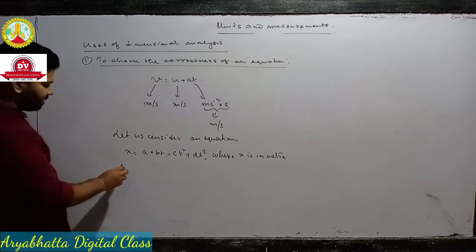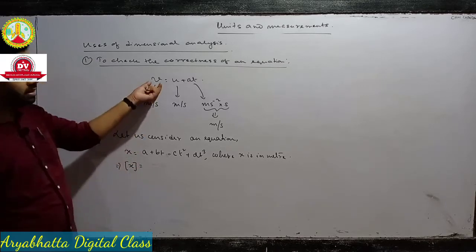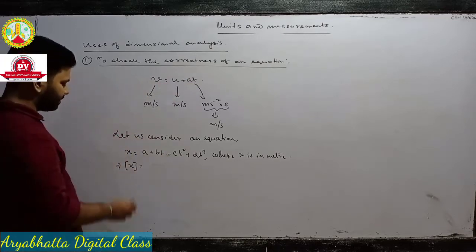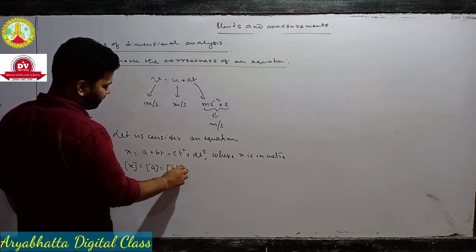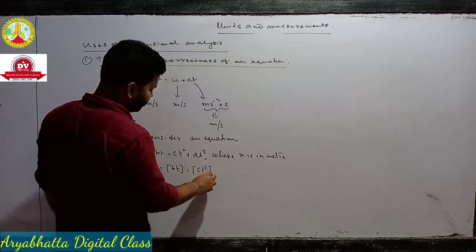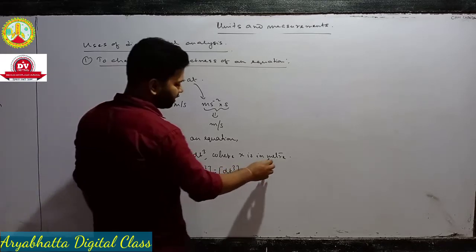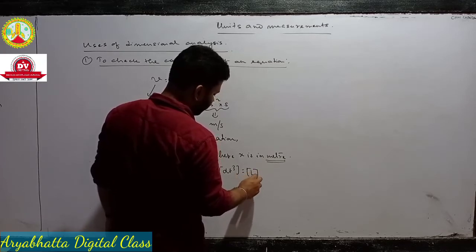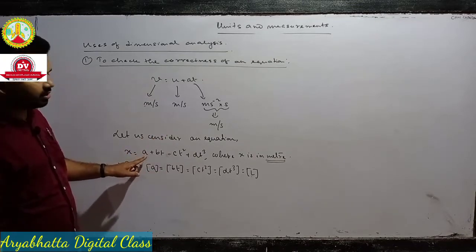So from dimensional analysis, the dimension of x, इसका डायमेंशन, और इसका डायमेंशन, तीनों का डायमेंशन बराबर होना चाहिए. मतलब dimension of x must be equal to dimension of a, must be equal to dimension of bt, must be equal to dimension of ct square, must be equal to dimension of dt cube. और सबका डायमेंशन देखो, x किस पे है? मीटर पे है ना, तो सबका डायमेंशन must be equal to L. अगर ये कंडीशन सेटिस्फाई हो गया, इसका मतलब then this equation will be correct.